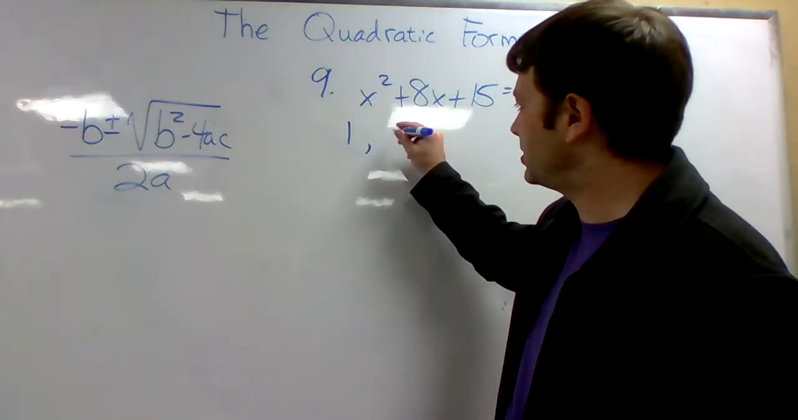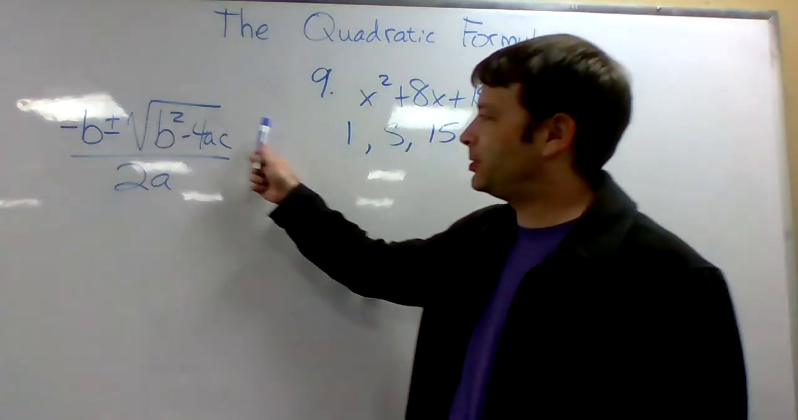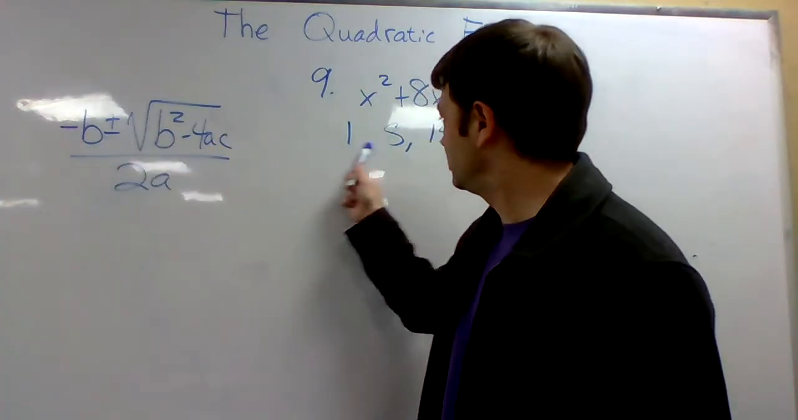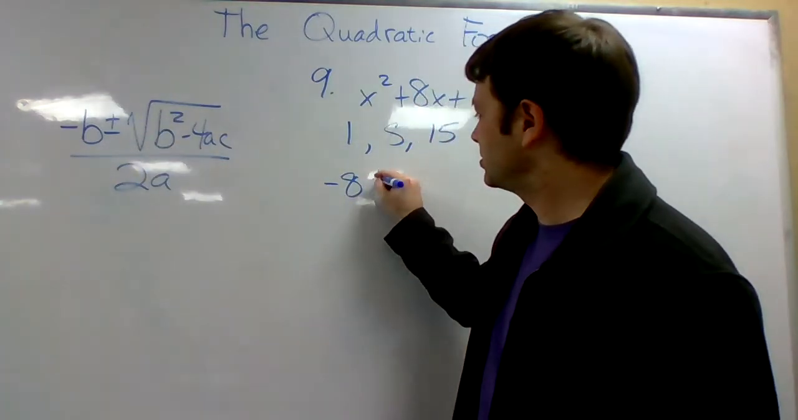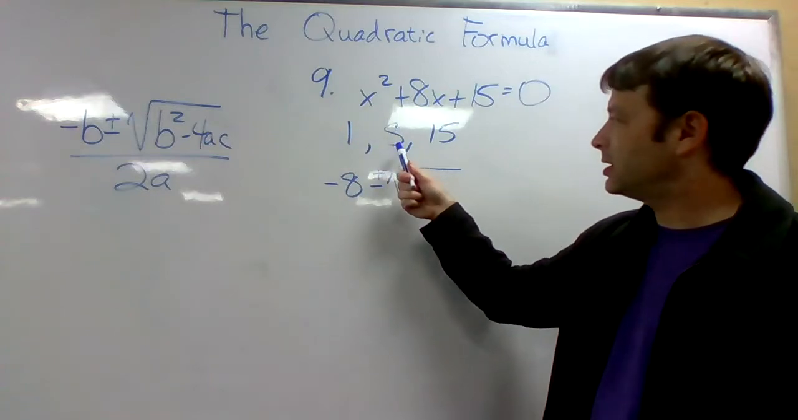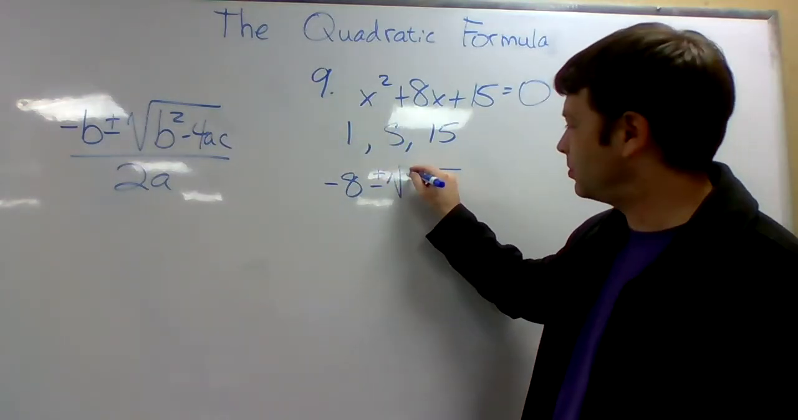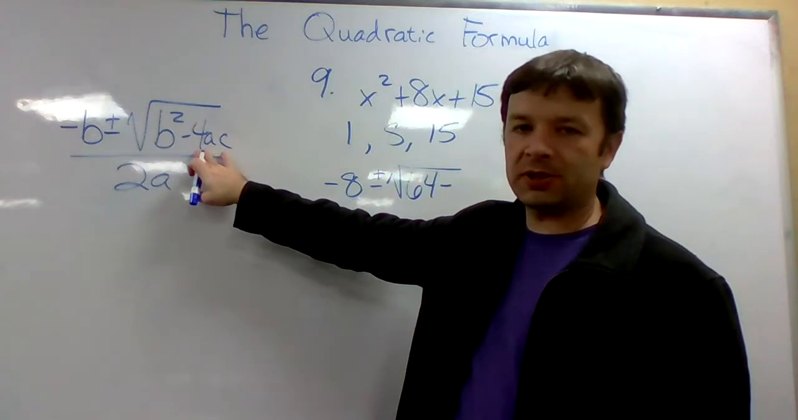What is B? 8. What is C? 15. Okay, so I'm going to plug those in. Negative B is negative 8, plus or minus the square root of B squared. 8 squared is 64. Minus, okay, I'm going to do this all at once.